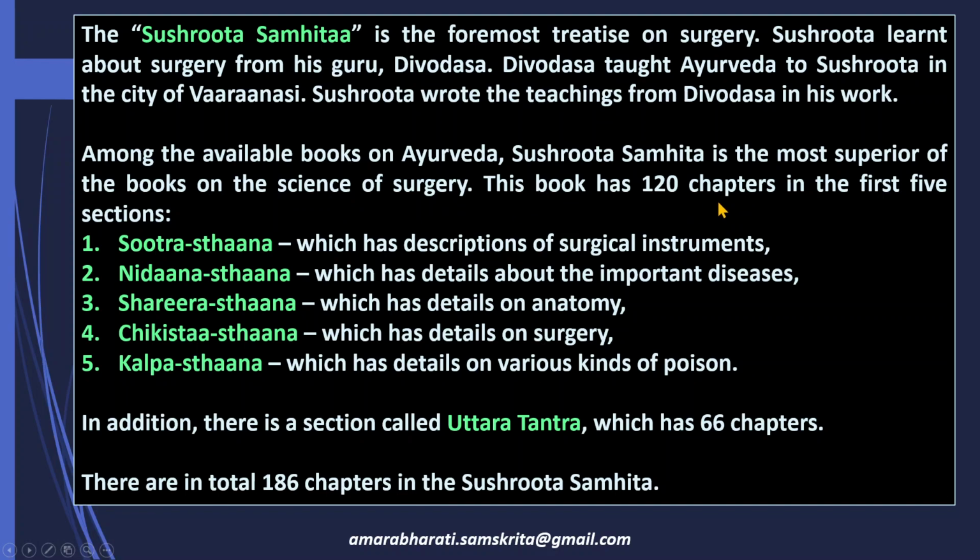This book has 120 chapters in the first 5 sections. Sutrasthana, which has descriptions of the surgical instruments. Nidanasthana, which has details about the important diseases. Sharirasthana, which has details on anatomy. Chikitsasthana, which has details on surgery. Kalpasthana, which has details on various kinds of poisons. In addition, there is a section called Uttara Tantra, which has 66 chapters. There are in total 186 chapters in the Sushruta Samhita.